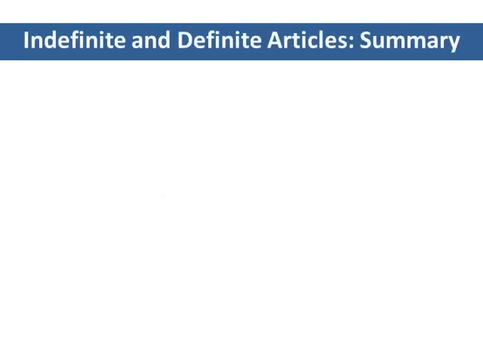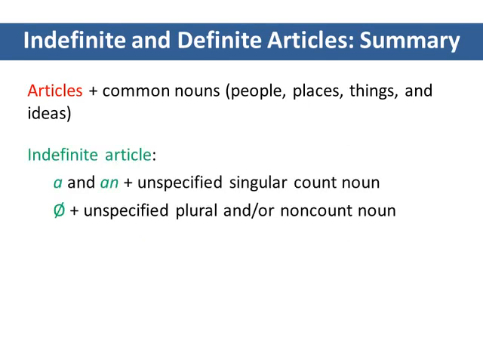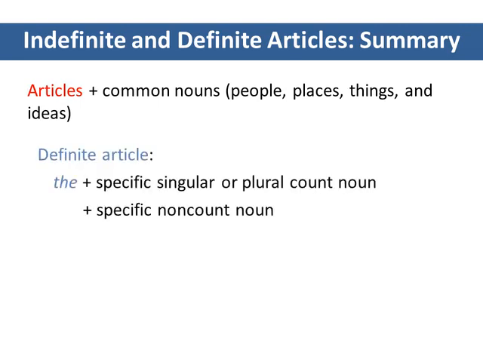Here are the main points to remember about articles. Articles can be used with common nouns for people, places, things, and ideas. Indefinite articles a and an can be used with unspecified singular count nouns only. The 0 article can be used with unspecified plural and non-count nouns. A noun is unspecified when it doesn't refer to a specific thing, it hasn't been mentioned before, or it is unknown to the reader.